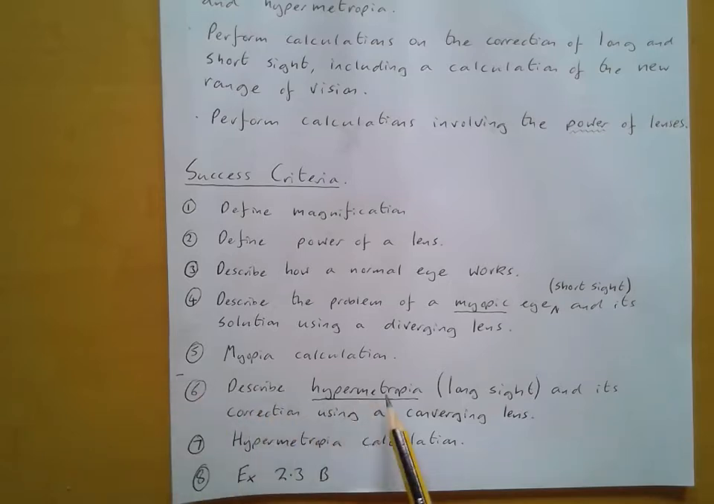Point 6, to describe hypermetropia, which is long sight, and how it can be corrected using a converging lens. And then we'll do a calculation of the lens required to correct hypermetropia. And then that will leave you in the position to do exercise 2.3b.